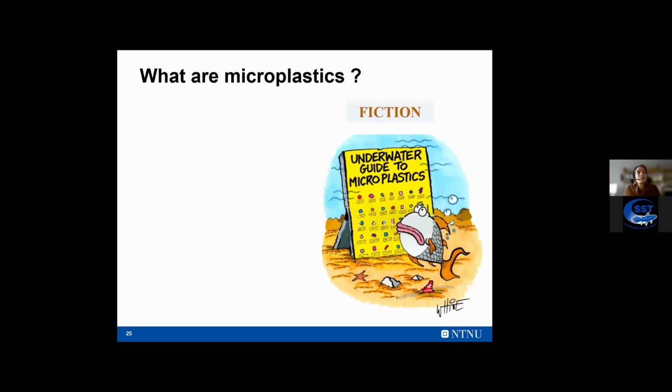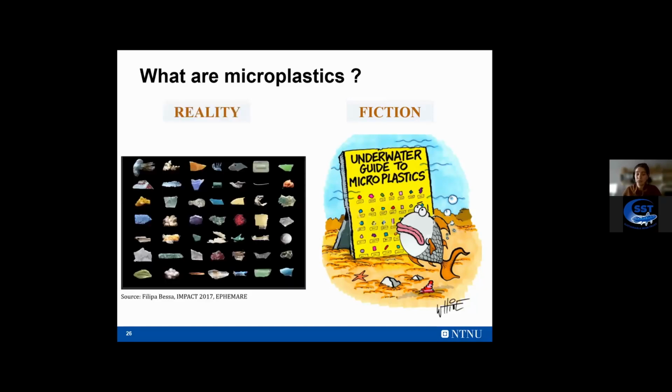So when I prepared this presentation, I found this cartoon and I thought, okay, that's a funny one. Like we need to give an underwater guide to microplastic to fish. But it's not really funny because that's the reality. So that's what we can find in the environment.